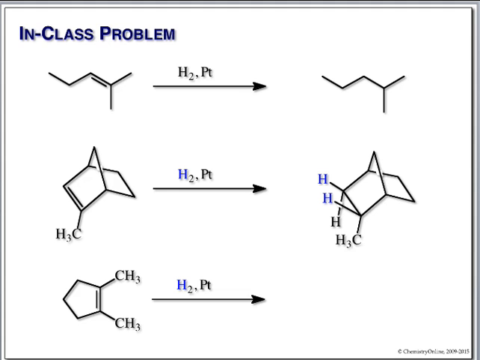Here we have a dimethyl cyclopentene. We have to be able to show our stereochemistry. So we're going to draw it in such a way that we can show that both hydrogens are again on the same face of the molecule.